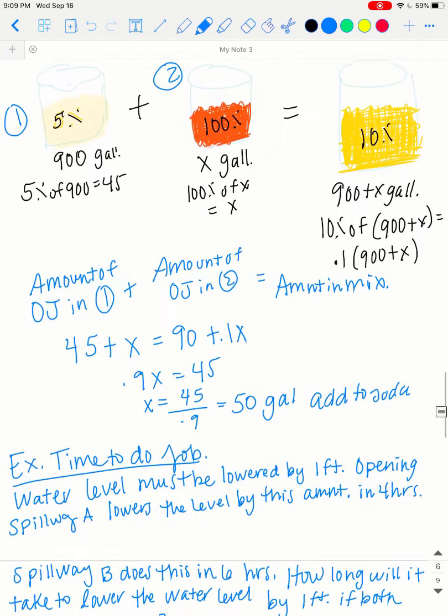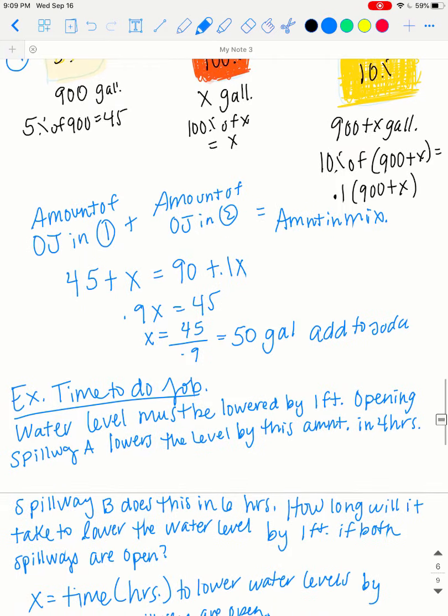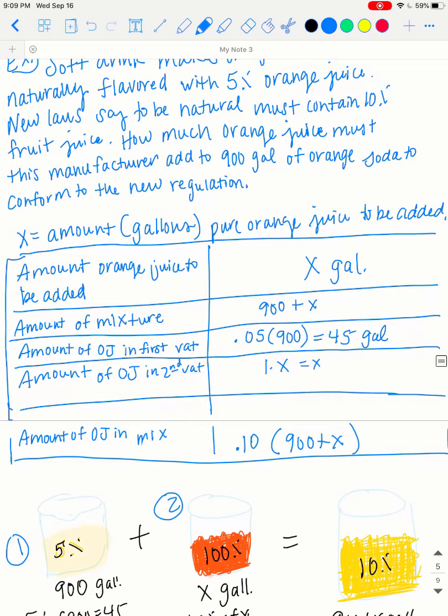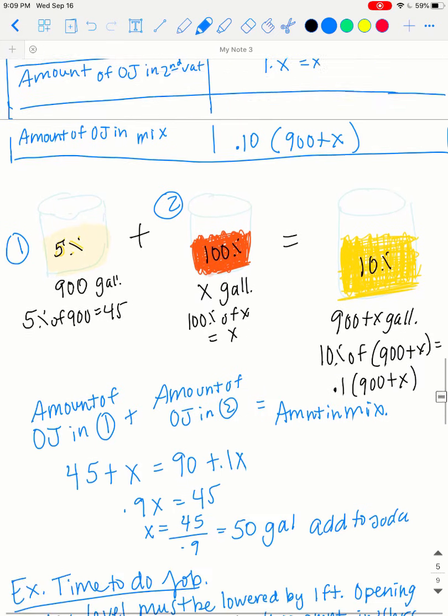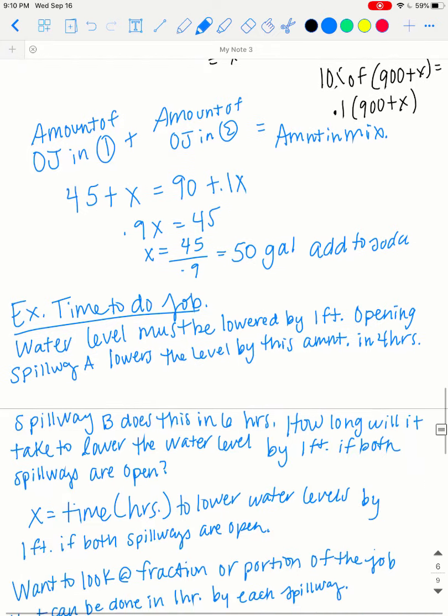So let's go ahead and write that in an equation. We have 45 plus x equals 90 plus 0.1x when we distribute the 0.1. And then we get 0.9x equals 45. So x equals 45 over 0.9, which is 50 gallons. The original question was, how much orange juice must we add? So we must add 50 gallons in order to get it up to code of 10% orange juice.